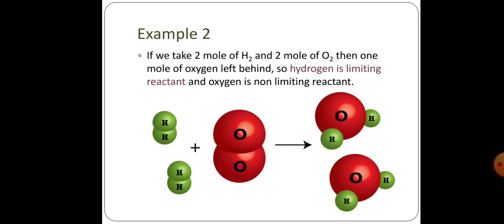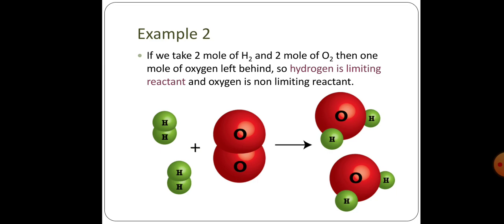Let's discuss another example. We know that in the formation of water, the stoichiometric amount is 2 moles of hydrogen and 1 mole of oxygen to form 2 moles of water. Suppose we take 2 moles of hydrogen and 2 moles of oxygen gas, then by this amount we can only form 2 moles of water while 1 mole of oxygen is left behind. So the reactant which is left behind, oxygen, is the non-limiting reactant, and hydrogen which is consumed completely is known as the limiting reactant.